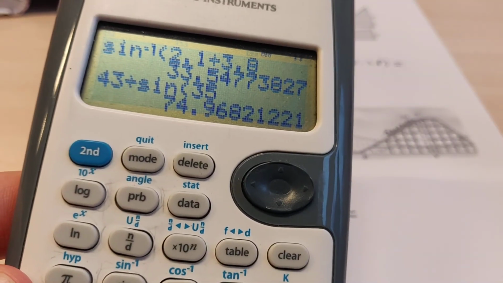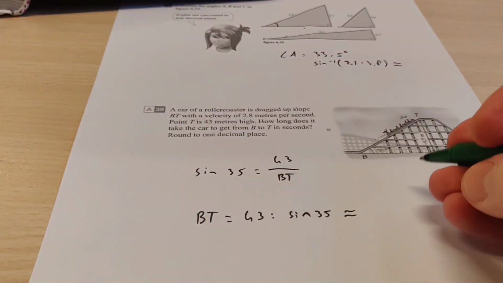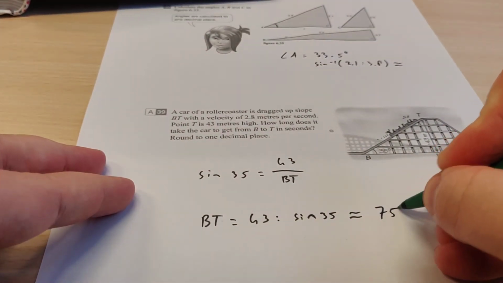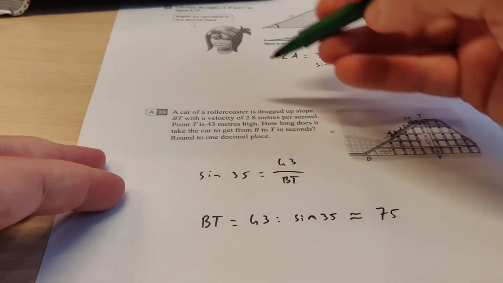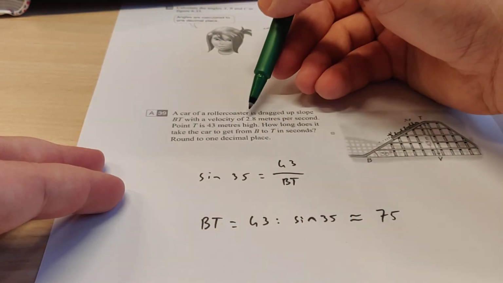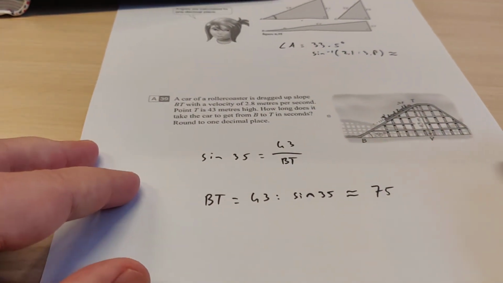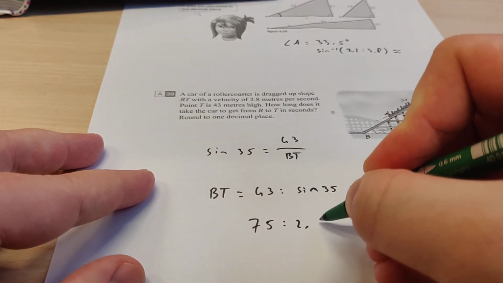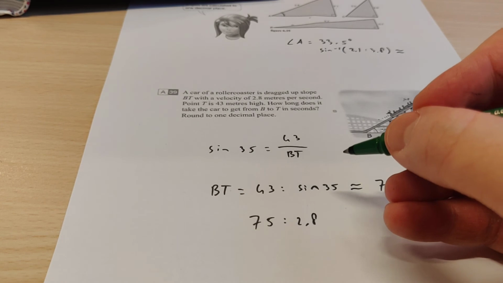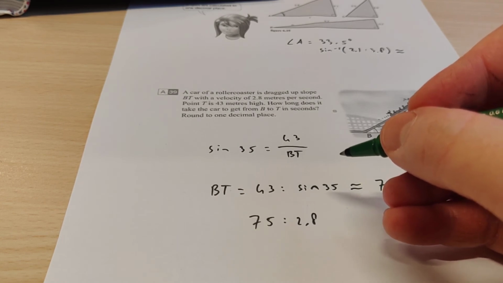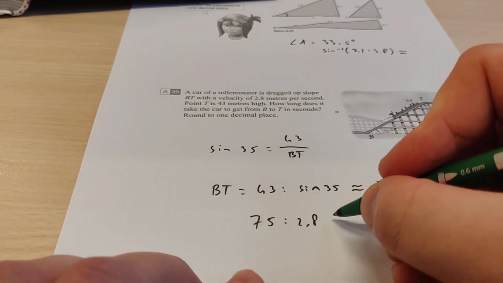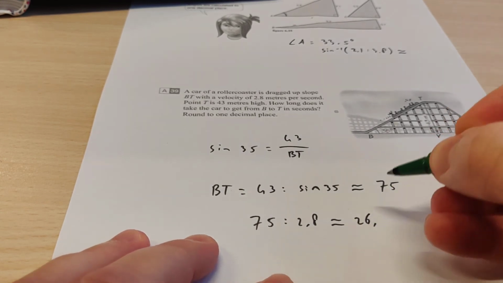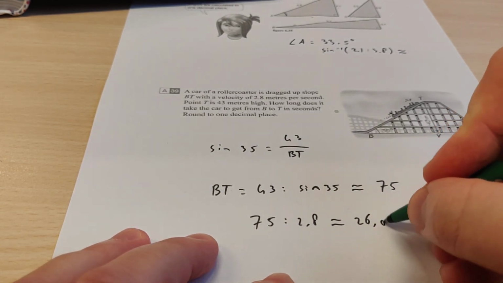So this, rounded off, would be 75 meters. So here we have 75. This car of a roller coaster goes 2.8 meters per second. So if you want to know how many seconds it is, we need to do 75 divided by 2.8. Let me just type that in real quick, and then rounded off to one decimal place, it would be 26.8 seconds.